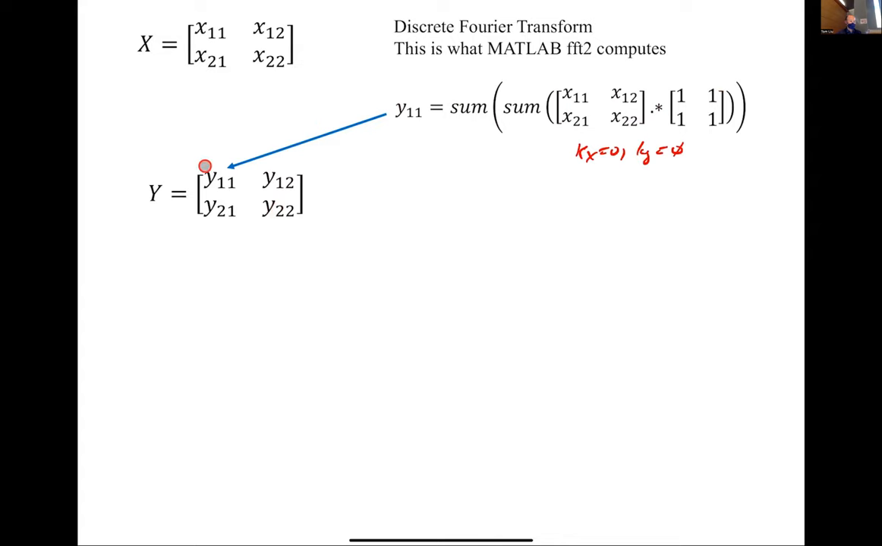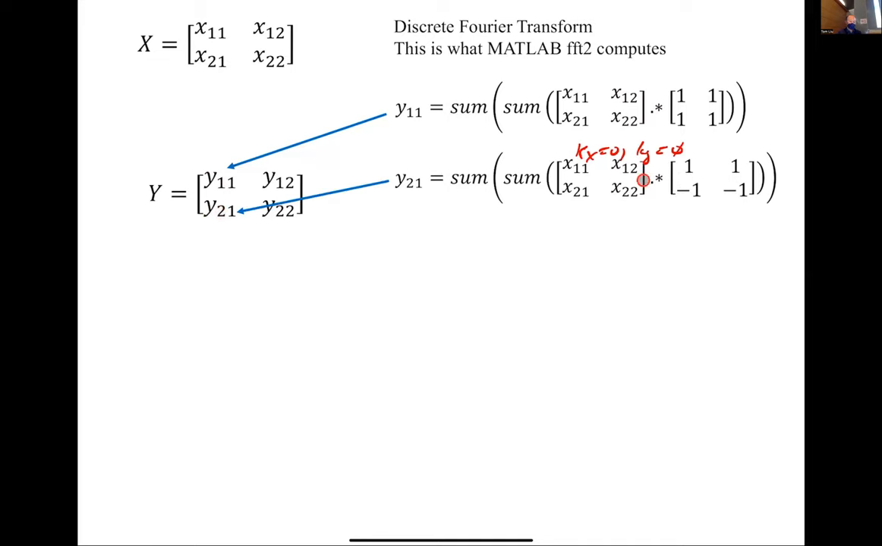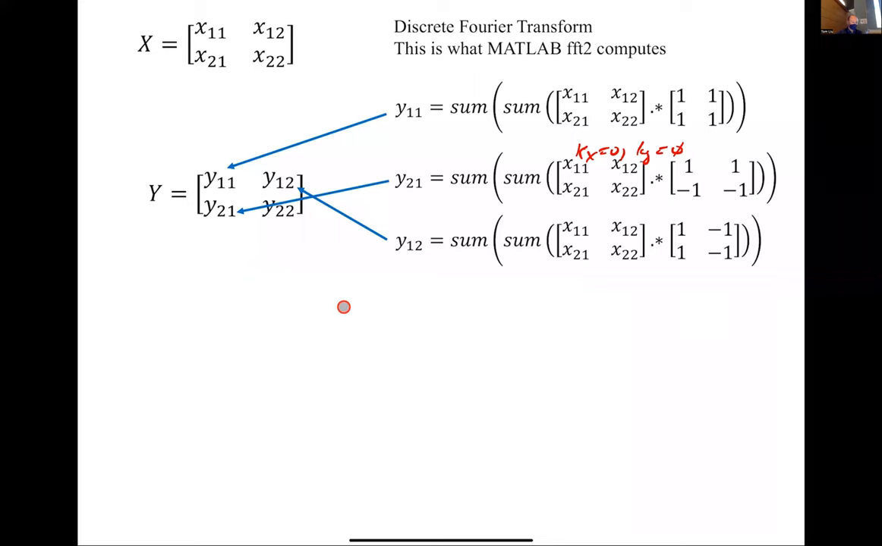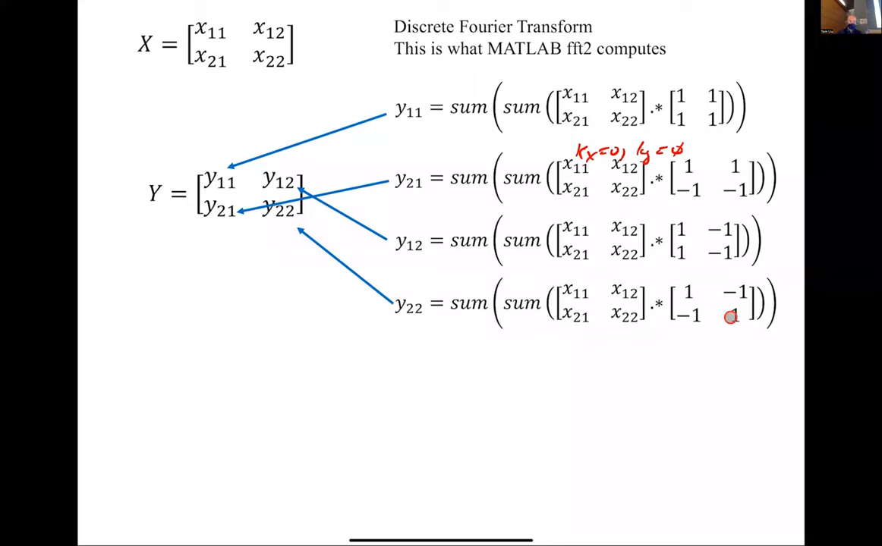Now here, if we're assuming this is the Ky axis, this might be something that varies in the Y direction. So we're going to take our object and multiply it by something that varies in the vertical dimension, 1 minus 1. And here, this is off along the Kx direction, so we want to take our object and multiply it by something that varies in the X direction. And this last one means it's going to vary diagonally. So this is essentially the simplest Fourier transform that's interesting that you could do.